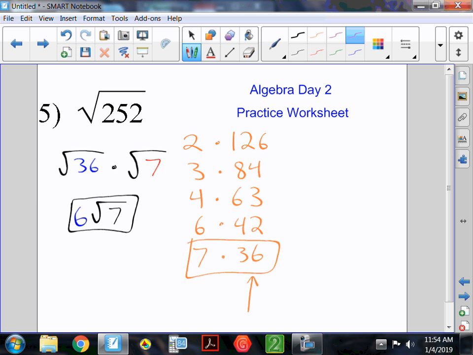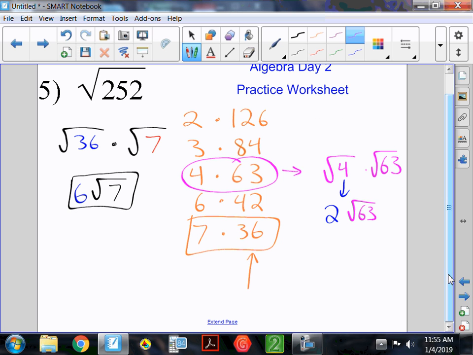So that's your choice. So 4 times 63, if we broke that down and said this was square root of 4 times square root of 63, you would end with a result of 2 square root 63. But that's not completely simplified. So we talked about that in some of the classes, how we have to keep going with the problem. 2 root 63 can continue to be simplified. We have to do the process again.